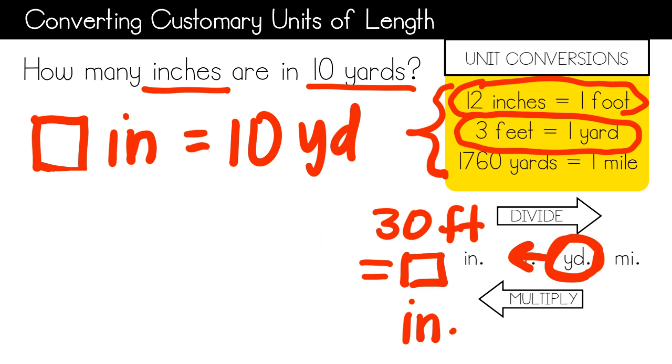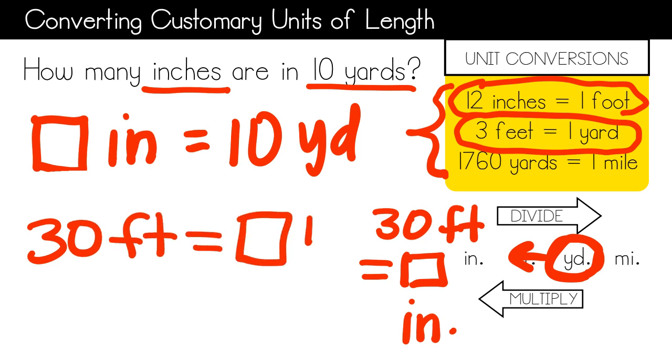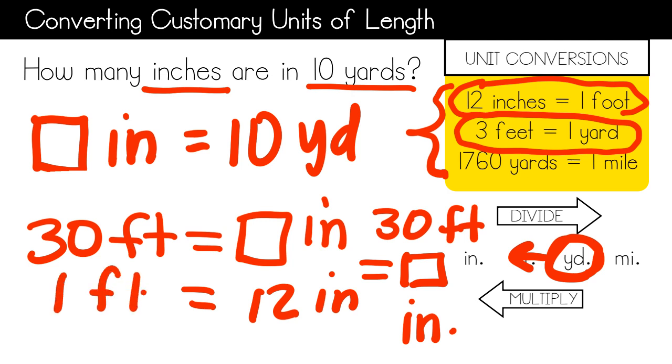So now we know 30 feet equals how many inches? We know that 12 inches equals 1 foot. But now look, how many feet do we have? We are now going from feet to inches. We are multiplying.